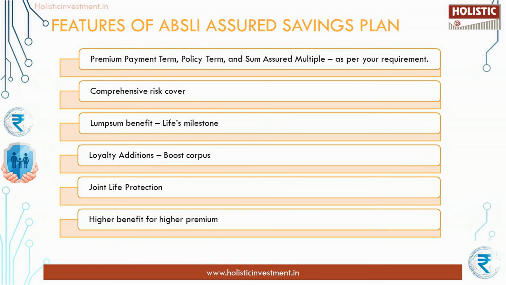It has a choice of various premium paying terms, policy terms, and sum assured multiples to suit your requirements. It provides comprehensive risk cover in case of death of life insured. Lump sum benefits to cater to your life's milestone. Loyalty additions are added to your policy to boost your maturity corpus. Flexibility to cover your spouse by choosing joint life protection. Get higher maturity benefits with higher premium paying policies.